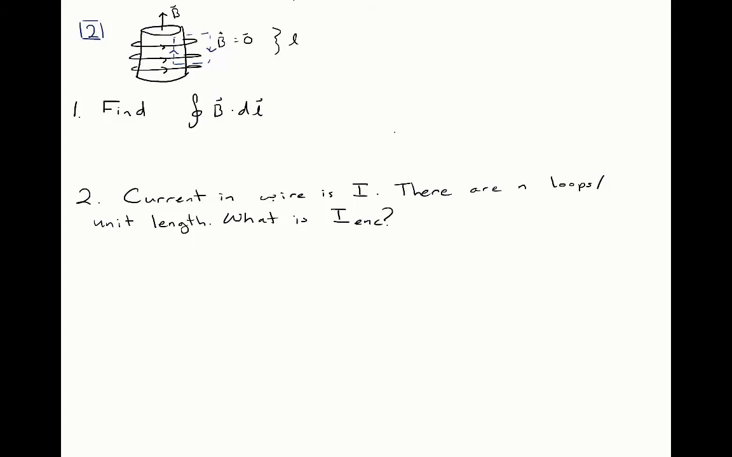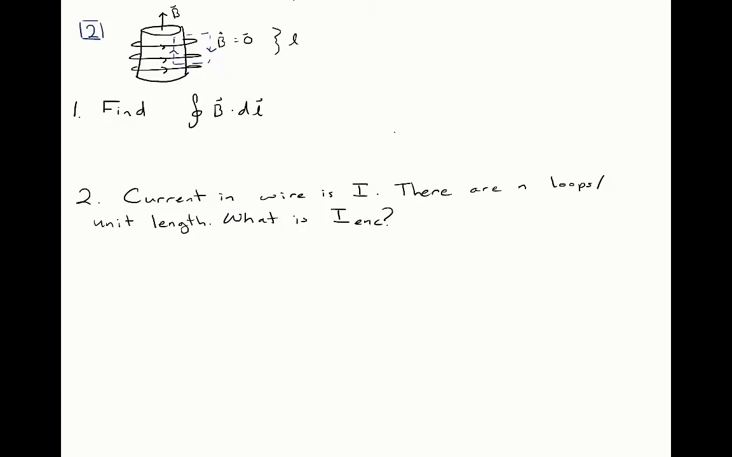So here are your hints and extra information. The current through one loop of that wire is I. There are n loops per unit length. I haven't shown you how to find this total current enclosed, but see if you can figure it out. Okay, pause the video and try it out.